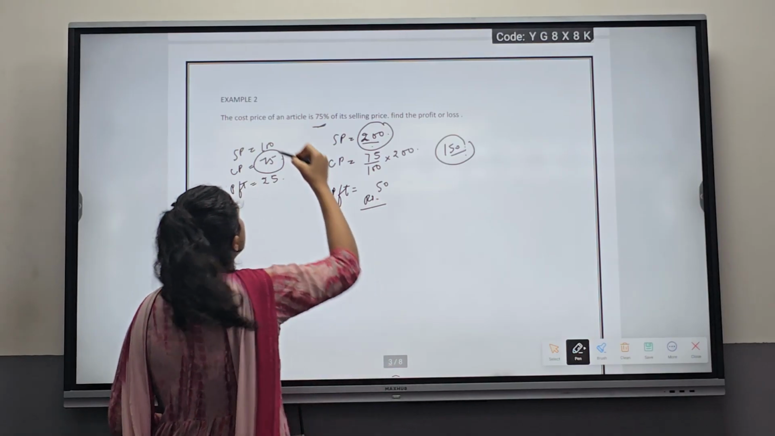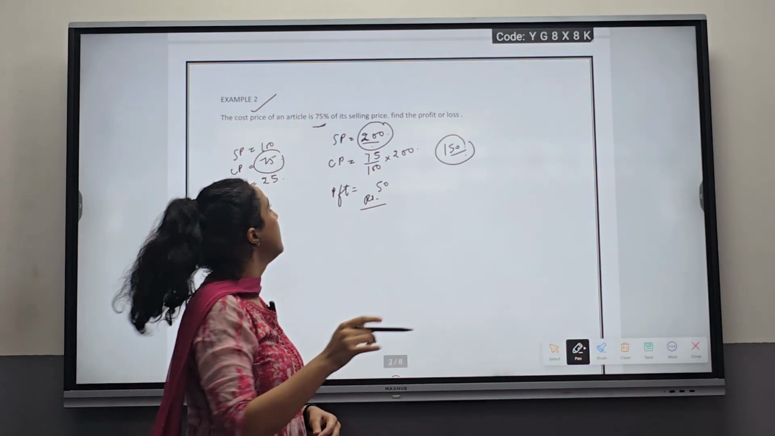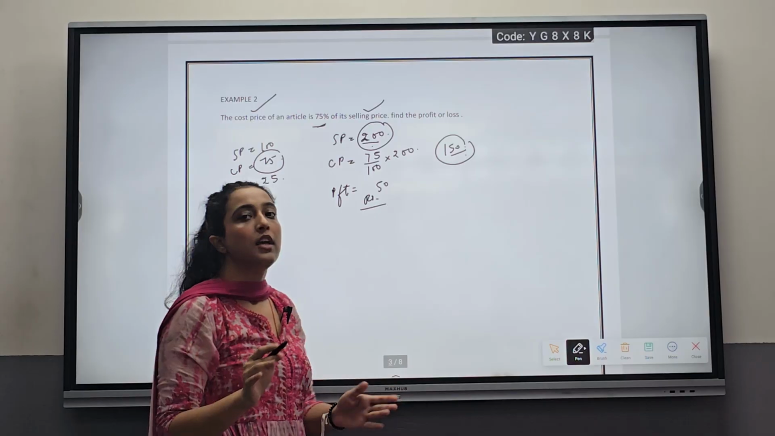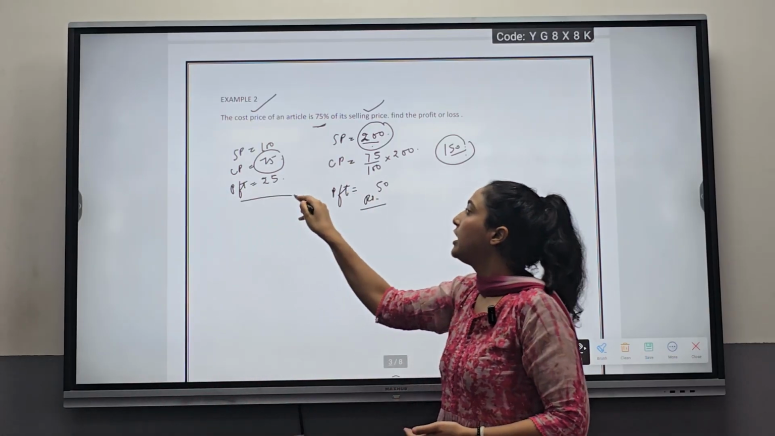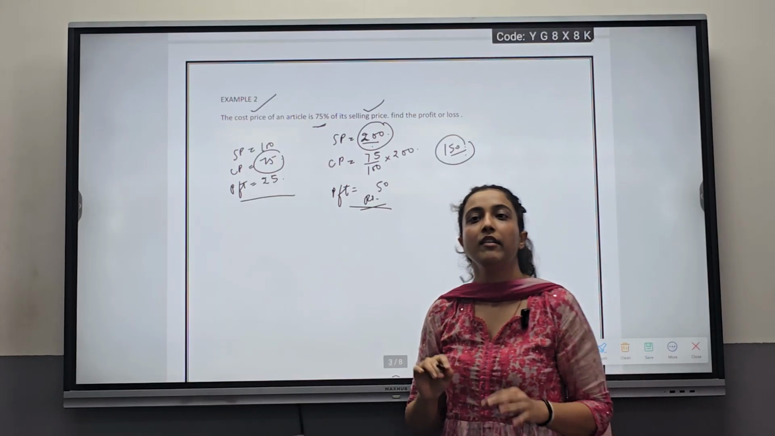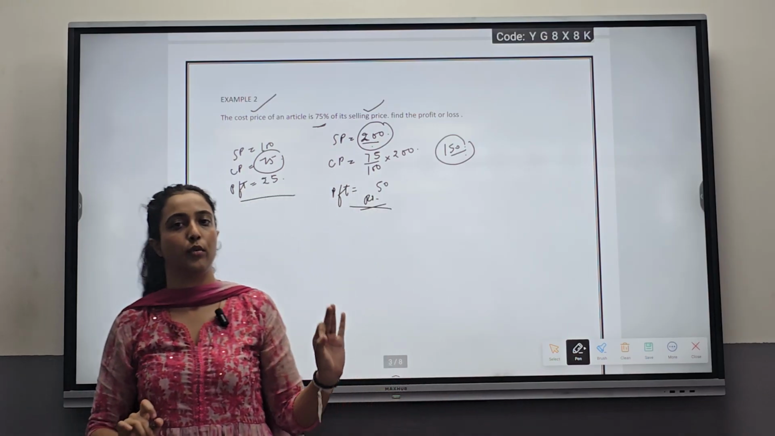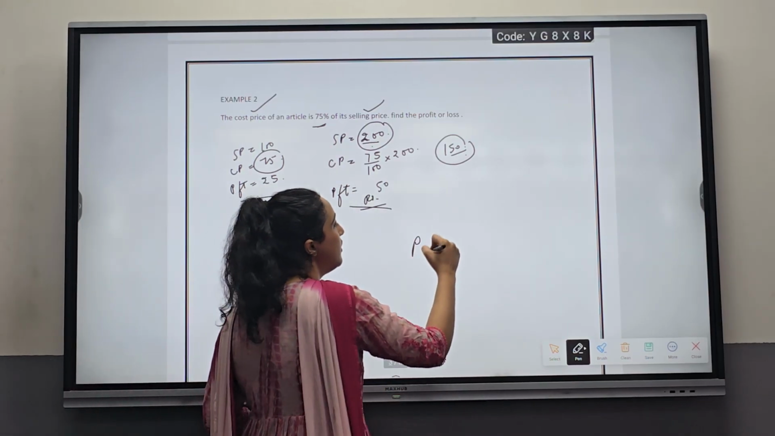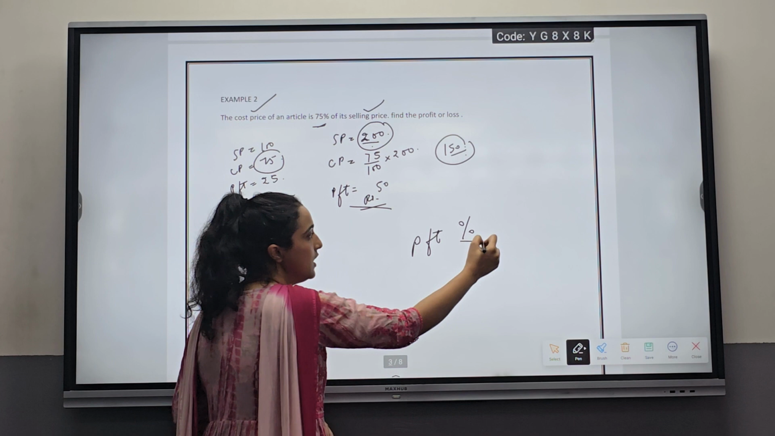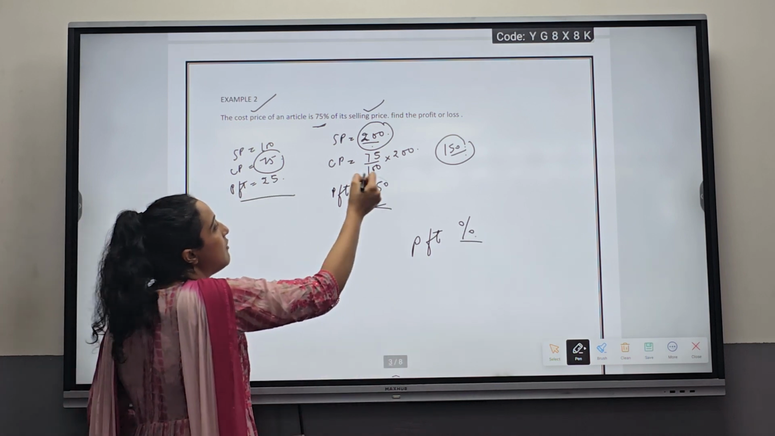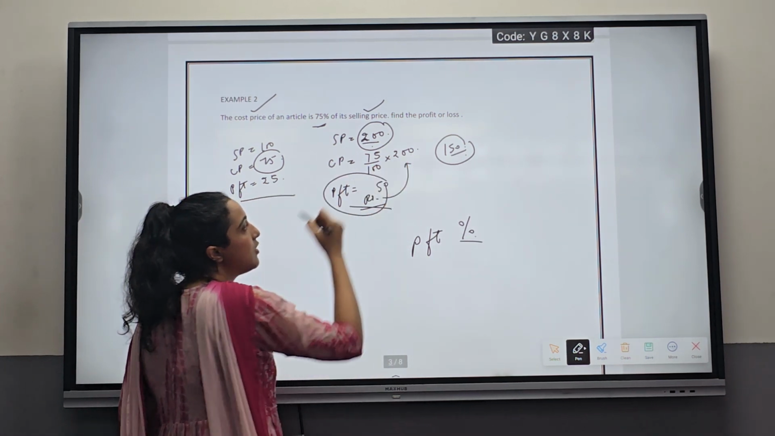So since you do not have a fixed amount of cost price, you do not have a fixed selling price, you cannot say what the profit will be, right? Because you do not have even one value available in the question. You can, however, find out profit percentage, because profit percent will always be profit divided by cost price.